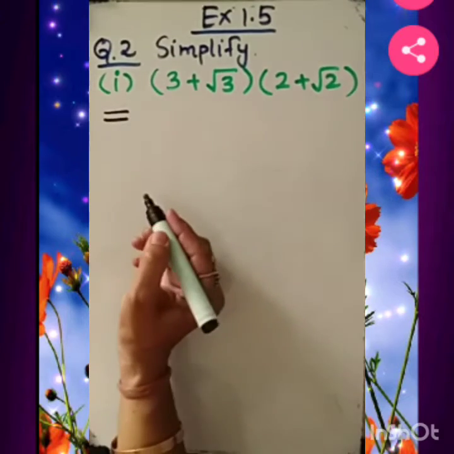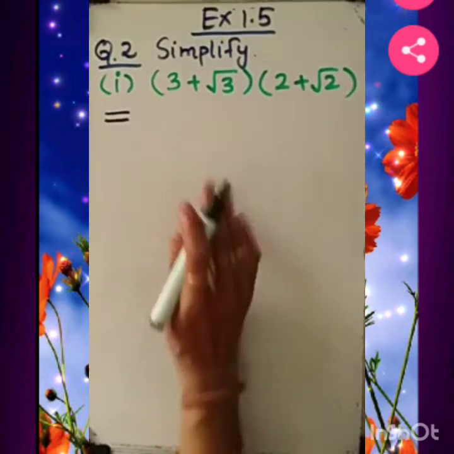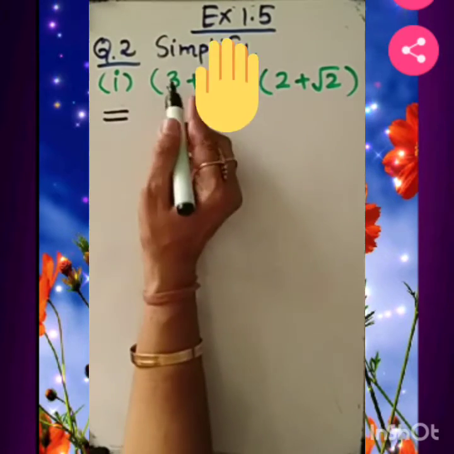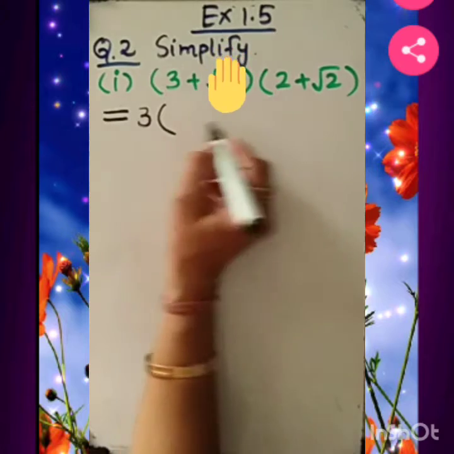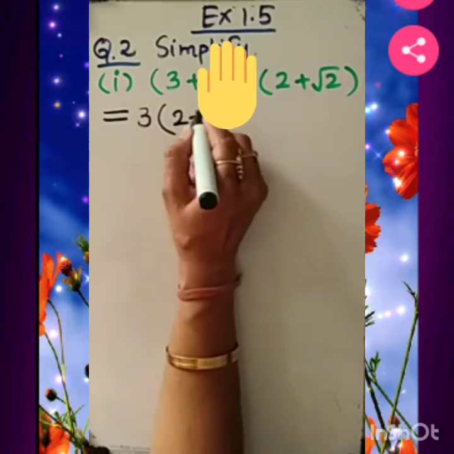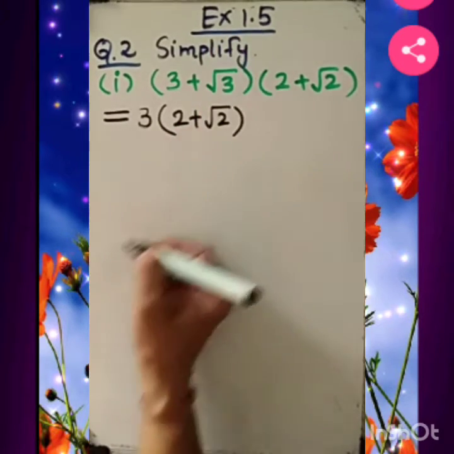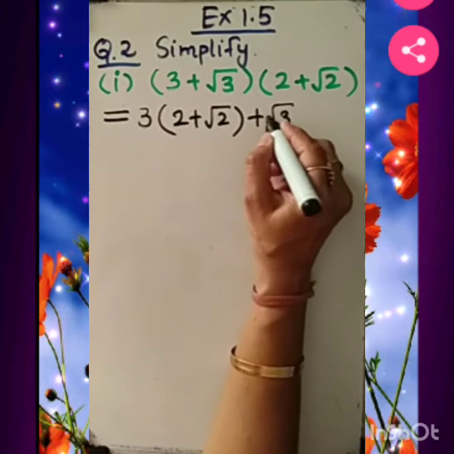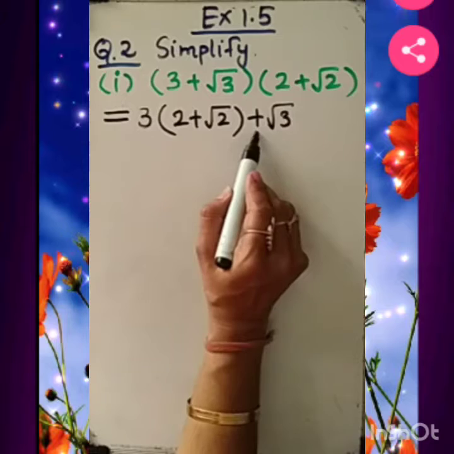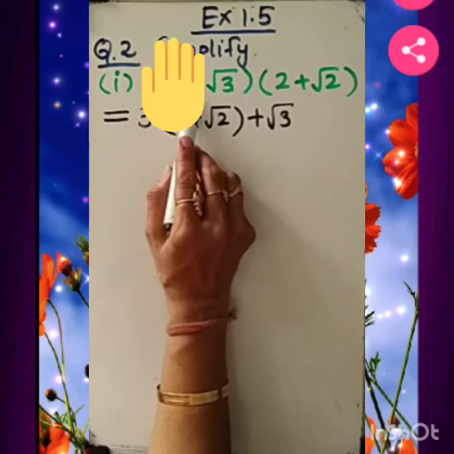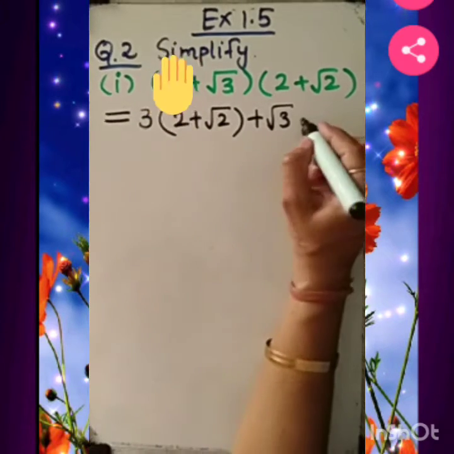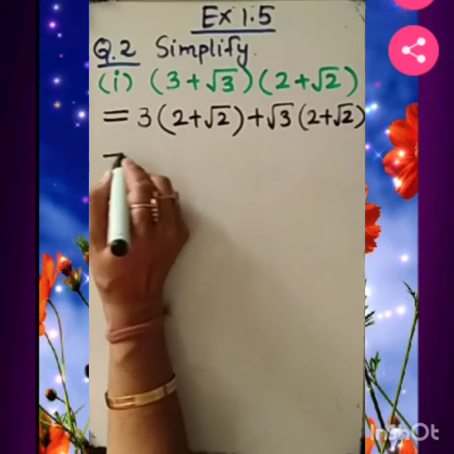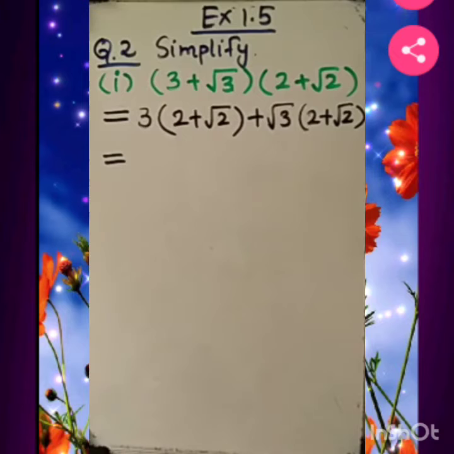Look at your screen. First, you need to hide this portion, hide that much, and only 3 is here. And now on this side, 2 plus root 2. Next, plus root 3, because students used to forget to write this plus sign. We need to write it along with the plus sign. So here it is 2 plus root 2. Now let's work out how to go with that.